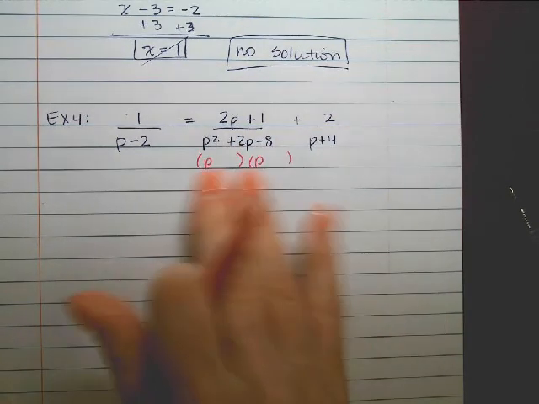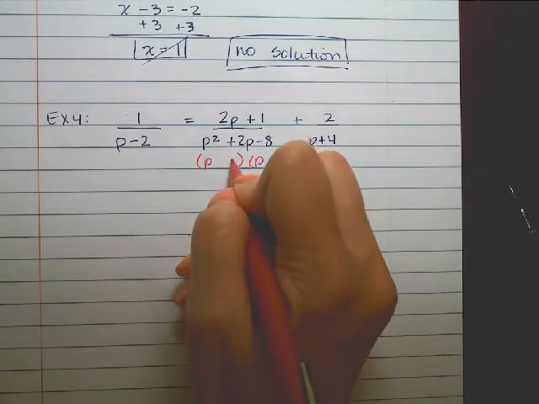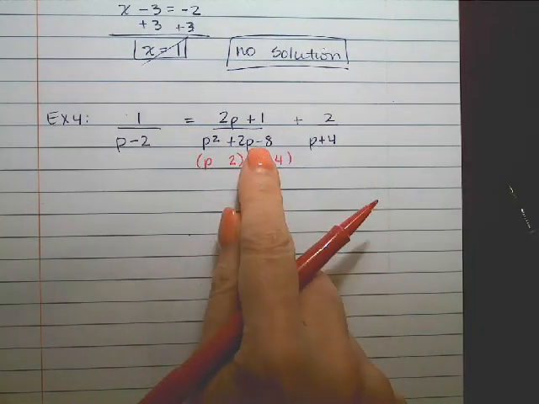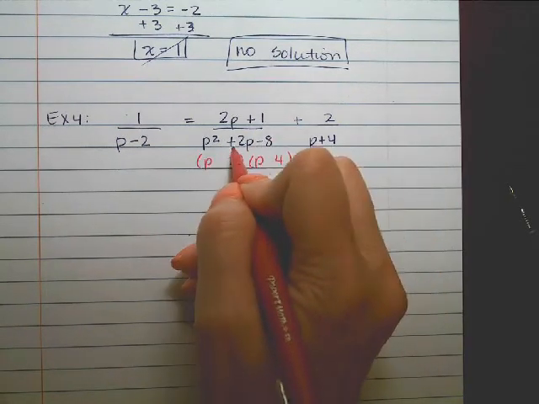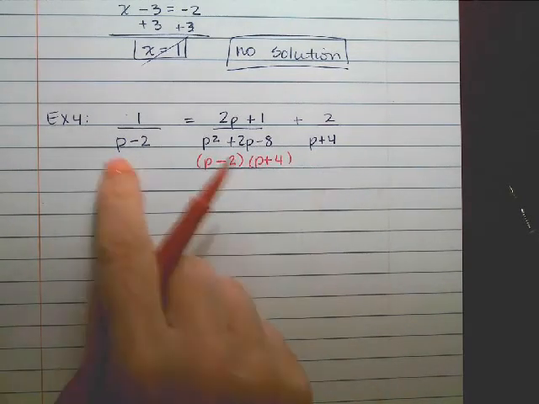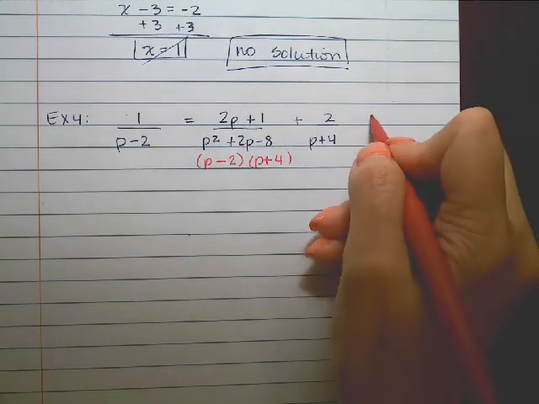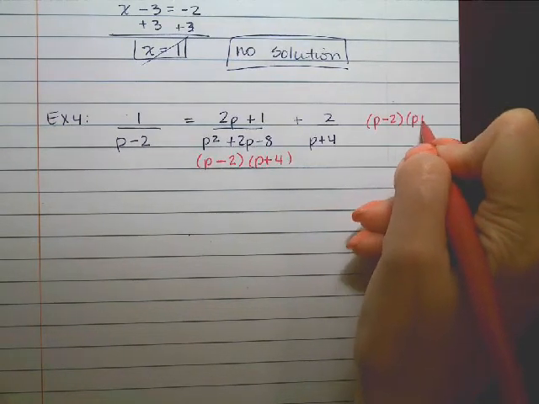Again, this is why we did all that factoring for so long. Okay, so we have 4 and 2. 2 times 4 will be 8. One's going to be positive and one's going to be negative. So we need a positive 2 here, so 4 is going to be positive and 2 is going to be negative. That worked out nicely, right? So our least common denominator is p minus 2 times p plus 4.